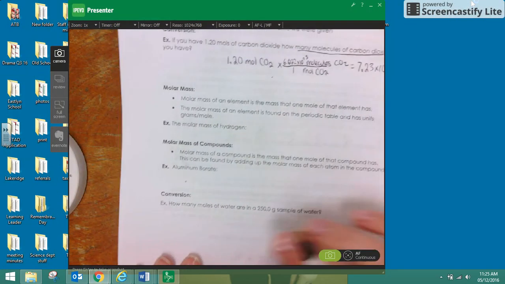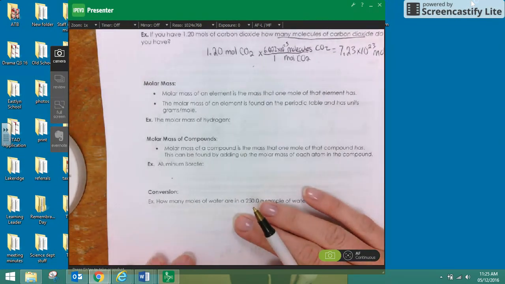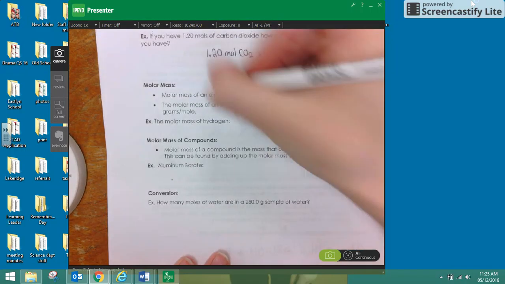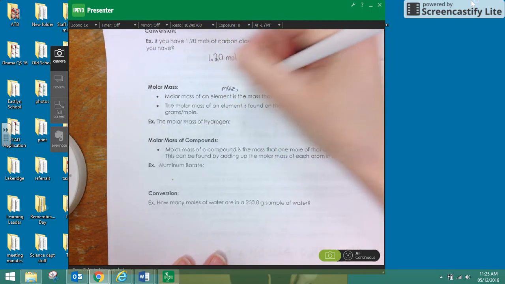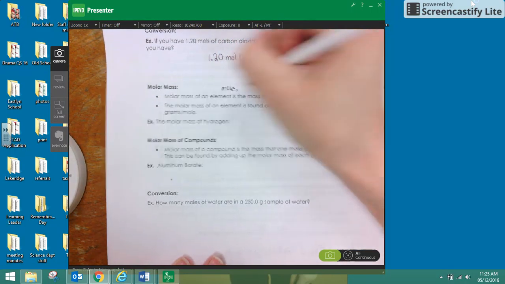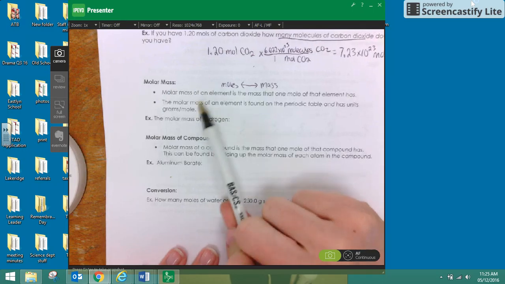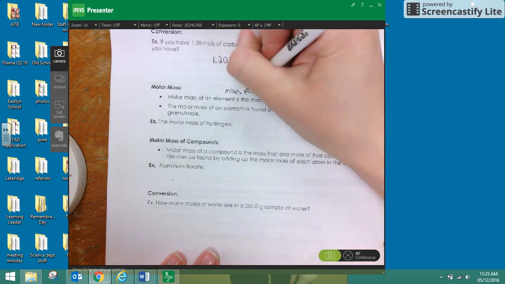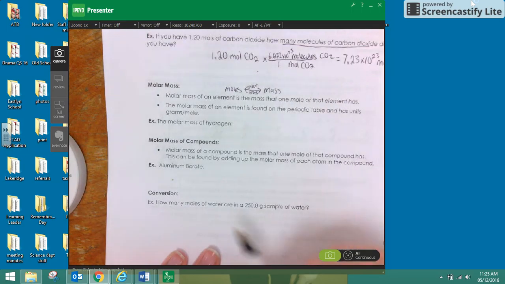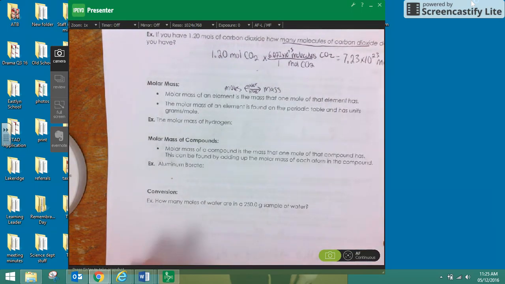Okay, next we're going to look at how to do molar mass conversions. So if we're converting between moles and mass, or vice versa, this is what we're going to be doing. In order to convert between moles and mass, we have to use molar mass. And molar mass can be found on the periodic table.